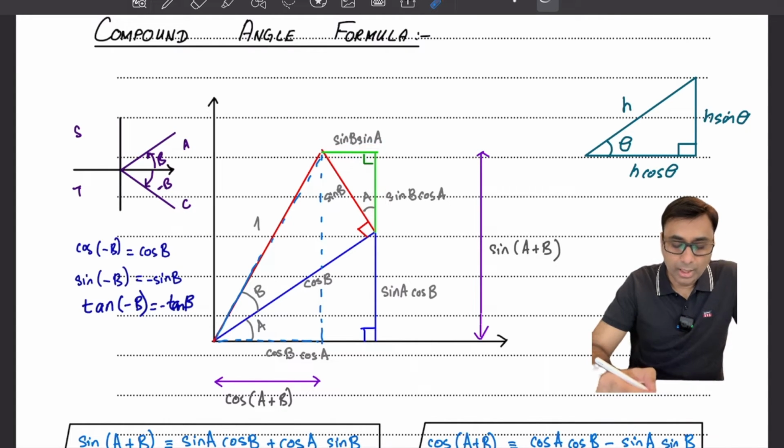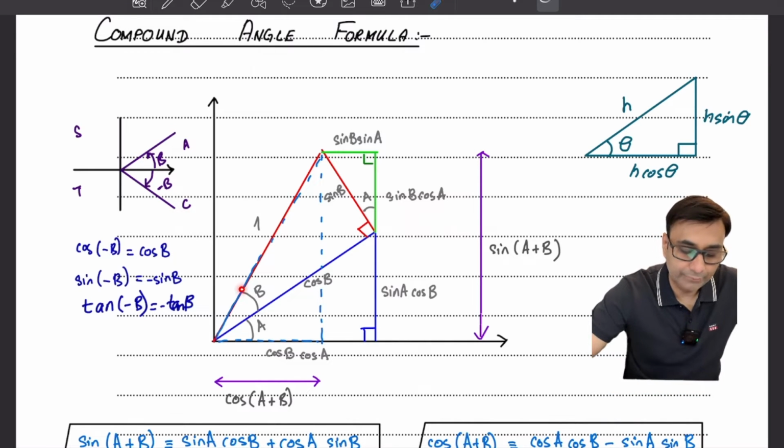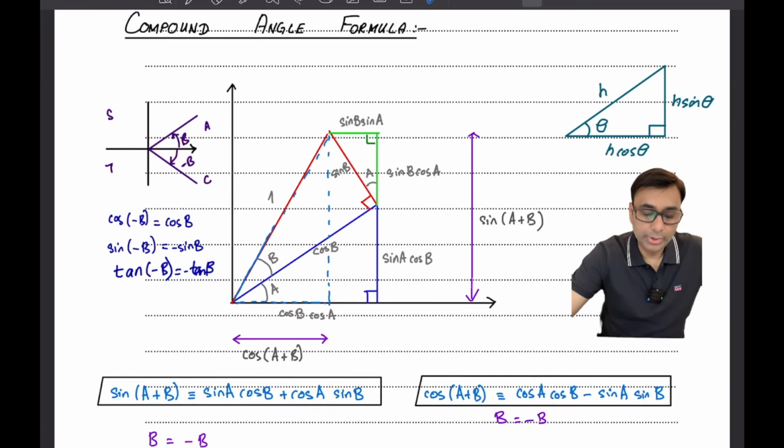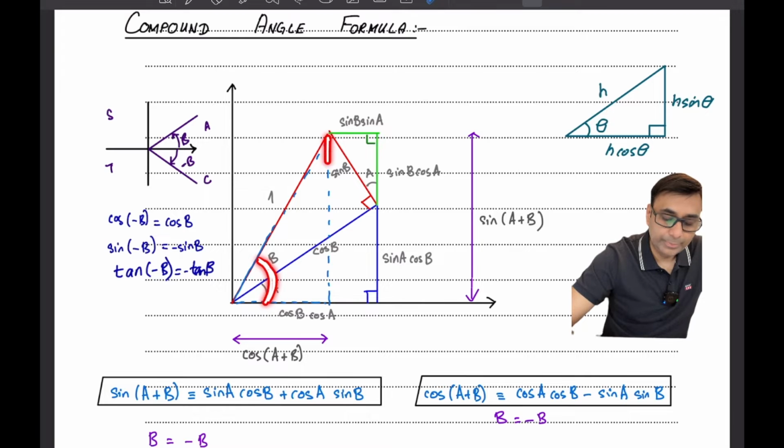Now, since we have to find the trigonometric ratios for the compound angle, we need the trigonometric ratios for this whole angle. So if I'm looking to find the trigonometric ratio for A plus B, the sine of this angle, the compound angle, sine of A plus B would be perpendicular upon hypotenuse.